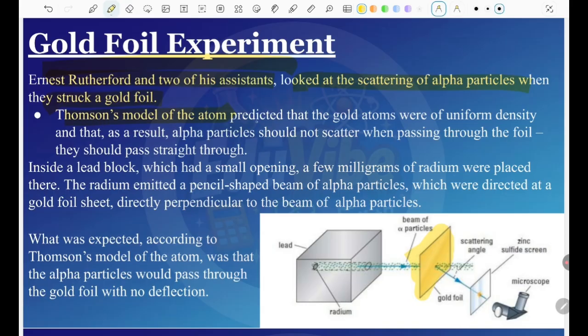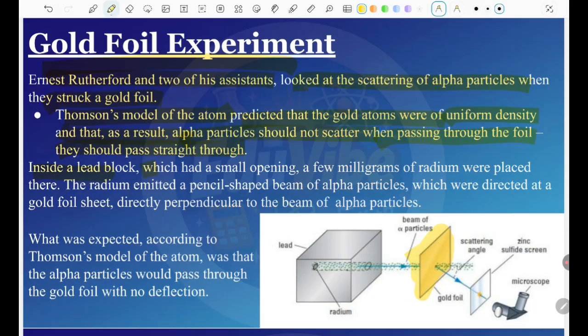The Thomson model of the atom predicted that the gold atoms were of uniform density, and as a result, alpha particles should not scatter when passing through the foil. They should pass straight through. According to the Thomson model, the alpha particles should not scatter. They pass straight into the foil and straight through the backside of the foil.